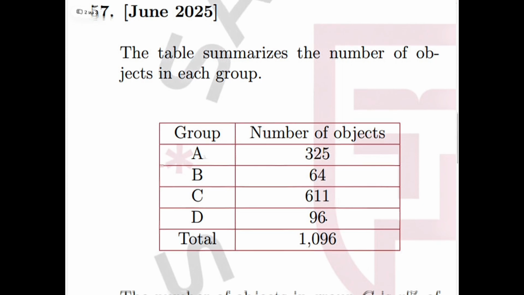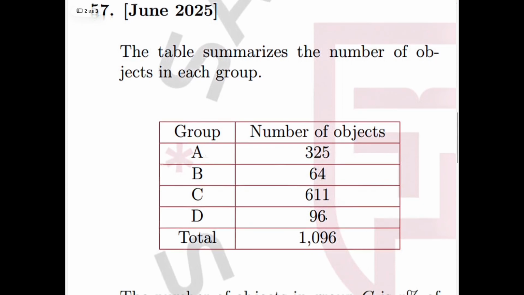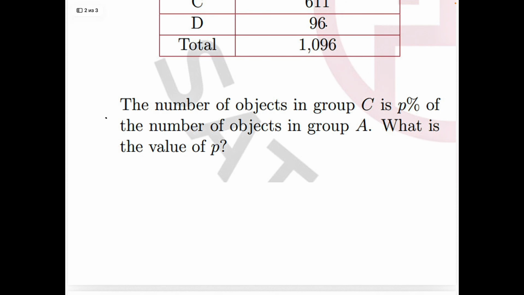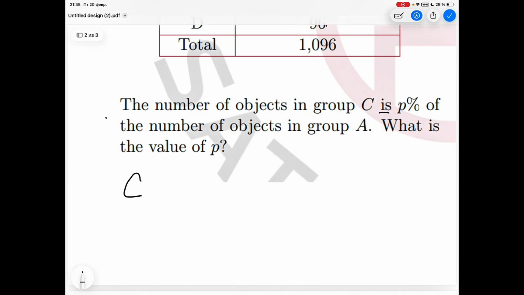Let's read the question. The table summarizes the number of objects in each group. Okay, that's good. Let's read the actual question. The number of objects in a group S, I'm going to just write C, is, I see the word "is," which means the equal sign.